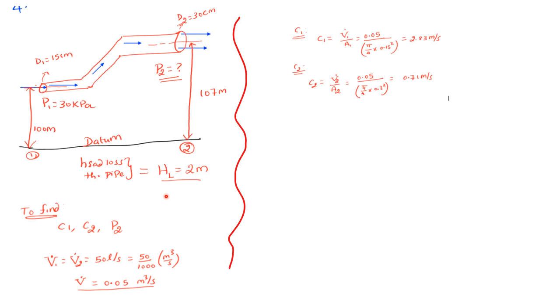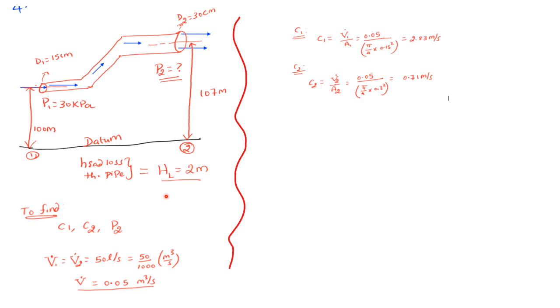So C2 equals V dot 2 by A2. The volumetric flow rate is the same, 0.05 divided by pi by 4 into 0.3 square. It's 0.3 because the diameter of 30 centimeter has been made into meter. So I get this particular value.